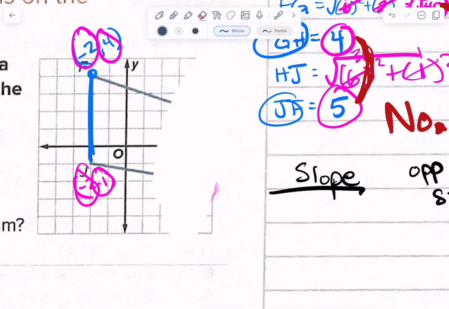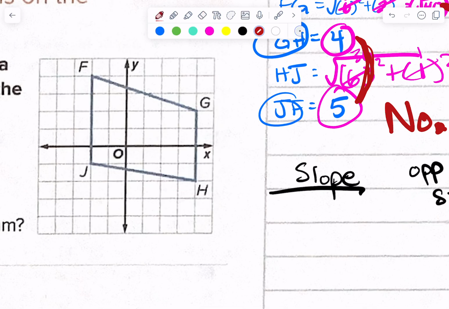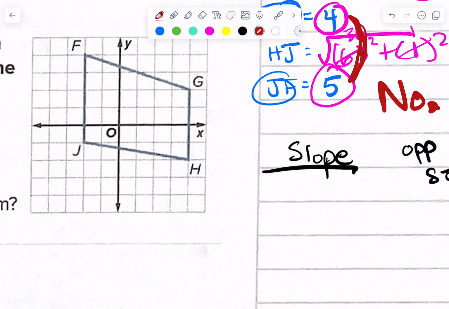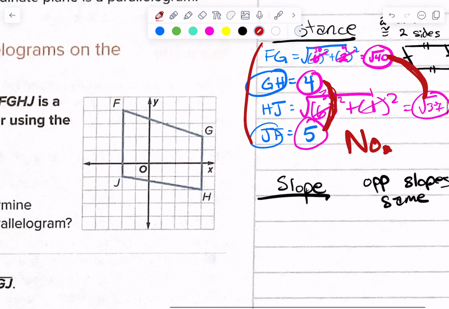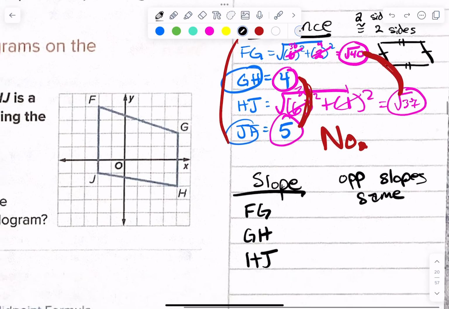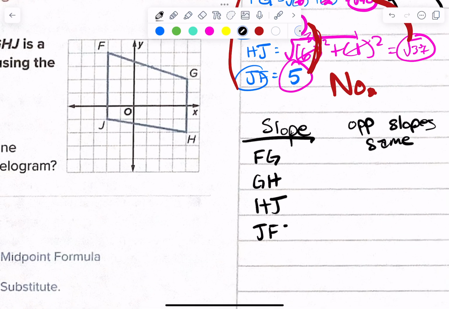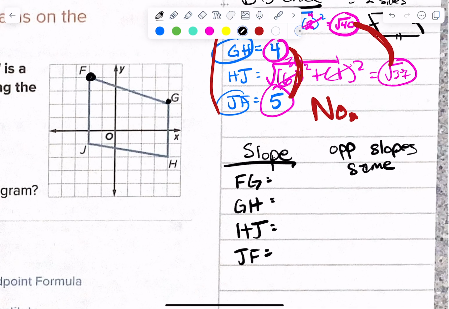Okay, now, I know that it's already not a parallelogram, but let's look at the slopes now instead. If we are trying to prove this using slopes, we're going to do the slopes of each one. So let's go, we'll just go the same order that we had here. FG, GH, HJ, or JF. Okay. All right.